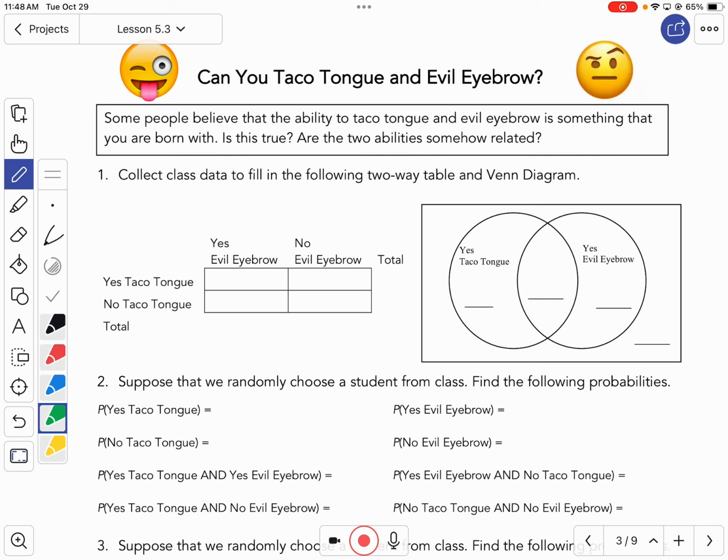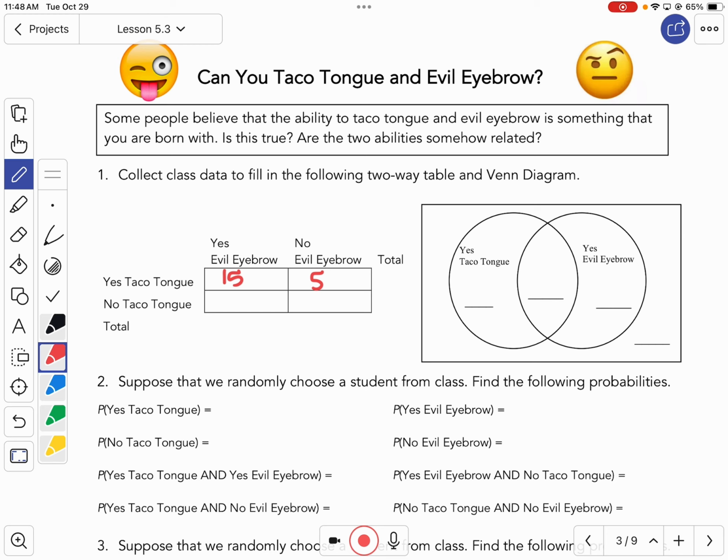So let me give you some data from a class. Write this down. So in this class, they had 15 people who could do both, the evil eyebrow and the taco tongue. And they had 5 students who could do the taco tongue, but they couldn't do the eyebrow. Okay.